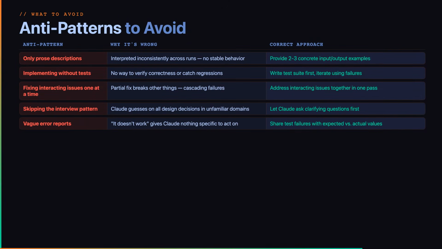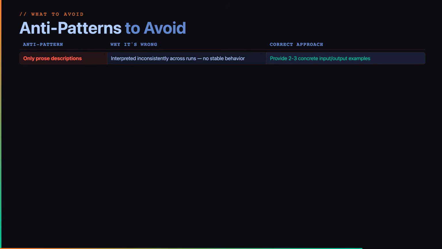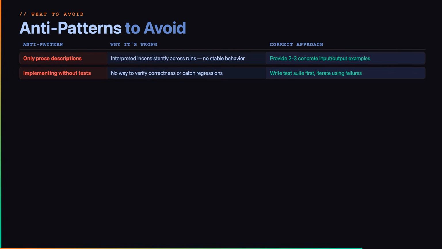Let's look at the 5 anti-patterns you need to recognize for the exam. Anti-pattern 1. Only using prose descriptions. They are interpreted inconsistently across runs. The fix. Provide 2 or 3 concrete input-output examples. Anti-pattern 2. Implementing without tests. Without a test suite, you have no way to verify correctness or catch regressions. The fix. Write the test suite first, then iterate using failures.